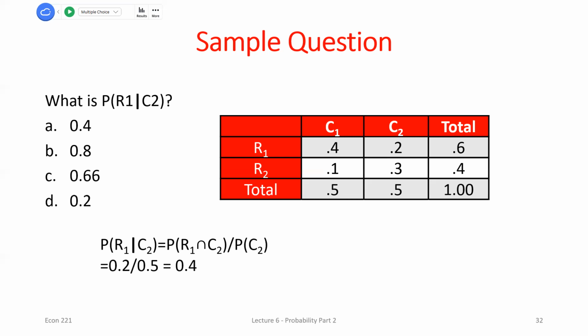Of that space, how much is in C1? 0.1. 0.1 over 0.4 is 0.25. Right? Kind of leading you into something we'll be talking about down the road, which is Bayes' theorem.